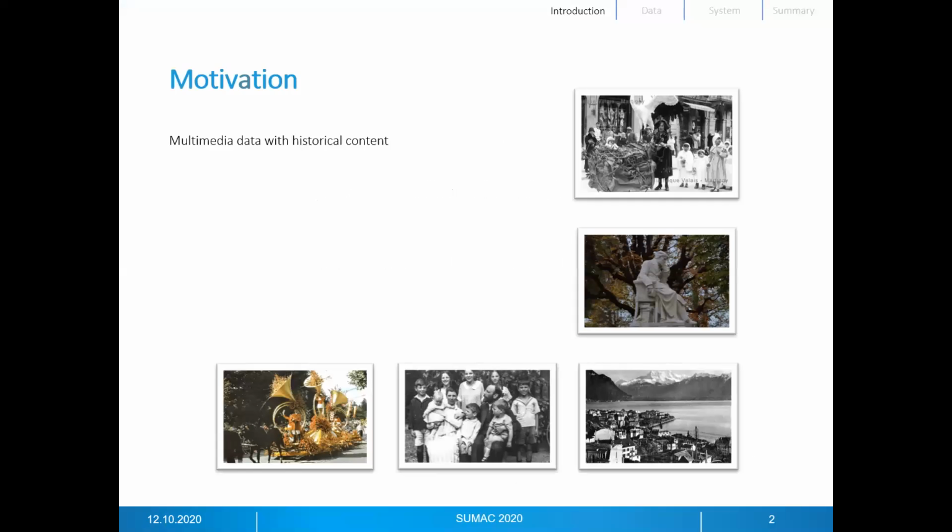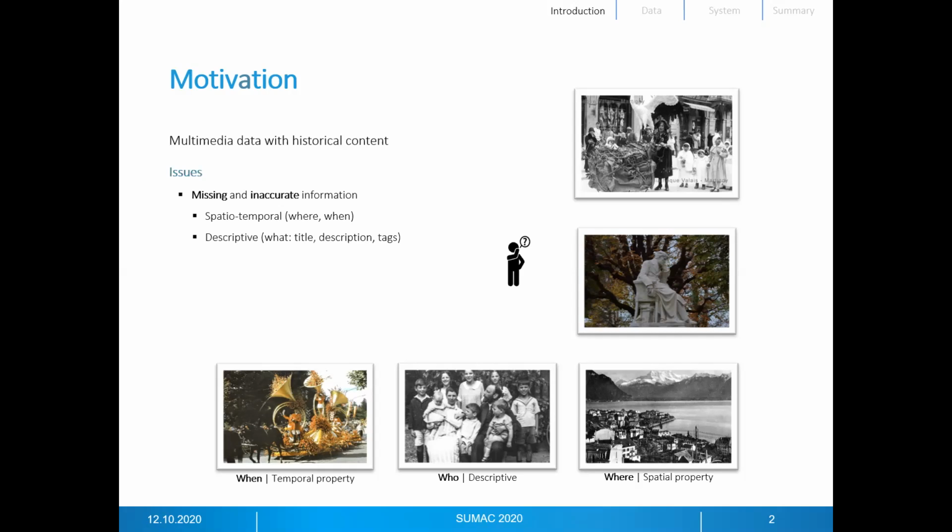In our daily life, we come across digitized historical content which is very important for cultural heritage domain. Very often, these historical data have issues of incompleteness and inaccuracy. For instance, images miss the spatiotemporal information, when or where the image was taken. Moreover, many historical datasets are poorly annotated, as images may be missing tags and are not categorized.